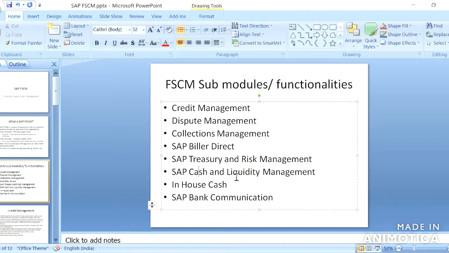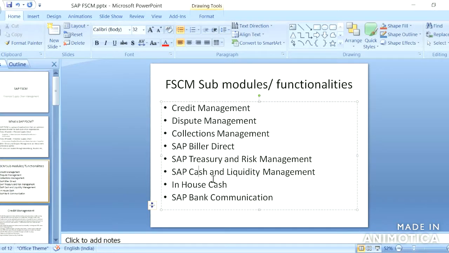So initially when I was learning about FSCM, I thought there were only these three modules: credit management, dispute management, collections management. I was aware of Biller Direct, but I never thought it is a part of FSCM. I just thought it is a functionality. Biller Direct is a functionality. Then when I was checking, it seems it is one of the submodules in FSCM.